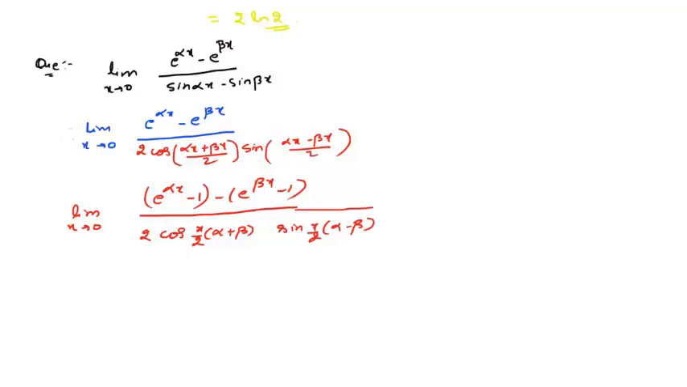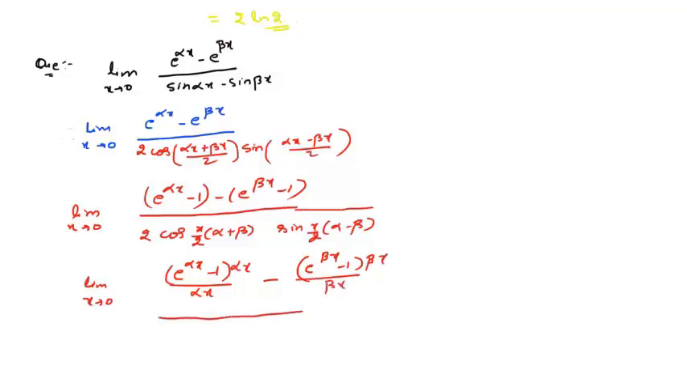Again if we try to make it into standard limits, what do we have to do in numerator? In numerator we have to multiply and divide e raised to power alpha x minus 1 by alpha x. Same thing we'll do for e raised to power beta x minus 1, we will multiply by beta x and divide by beta x. And lastly in the denominator what we have is 2 cos of x by 2 into alpha plus beta, and lastly sine of fx by fx.